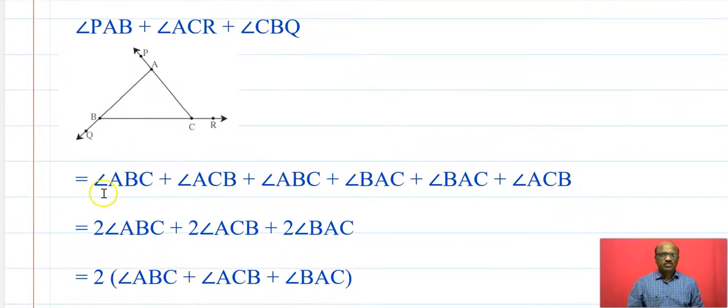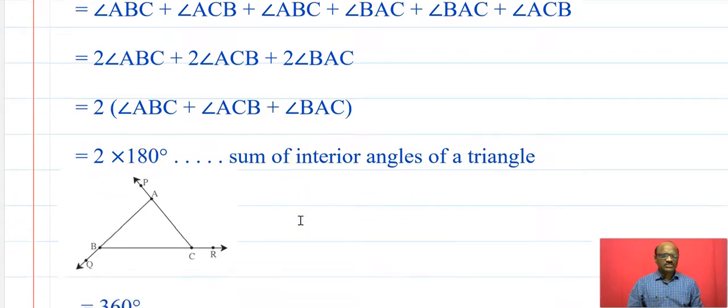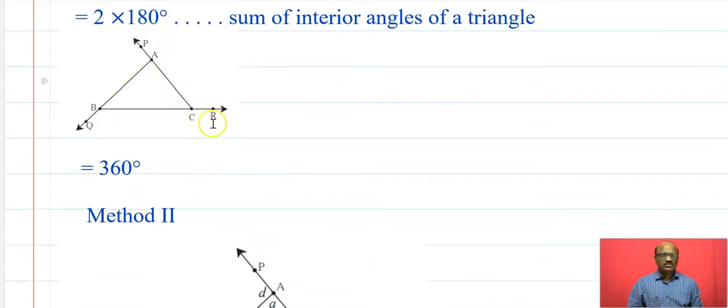That equals the measure of angle ABC plus measure of angle ACB plus measure of angle ABC plus measure of angle BAC plus measure of angle BAC plus measure of angle ACB. All angles appear twice, that is 2 times measure of angle ABC plus 2 times measure of angle ACB plus 2 times measure of angle BAC. If we take the 2 common, then we get the sum of measures of all angles of the triangle, which is 180. That is 2 into 180, which equals 360, and therefore the sum of the exterior angles of this triangle is equal to 360.